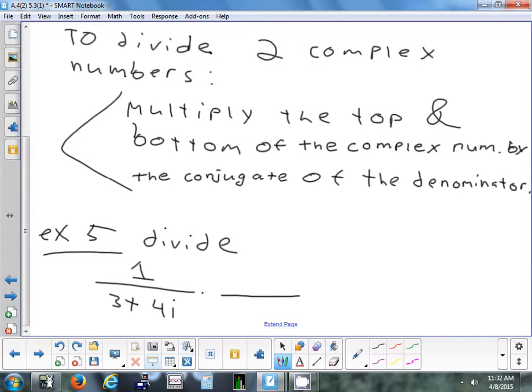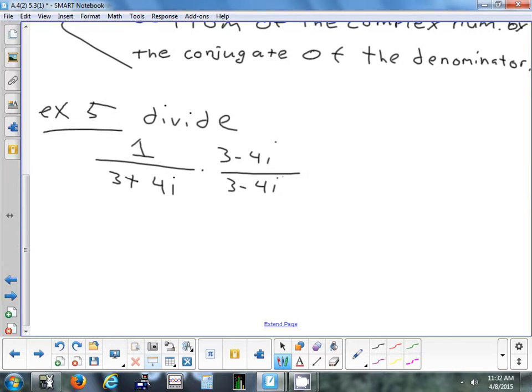3 minus 4i. And it's all distributive. But what's nice about this one is all you have to do is distribute a 1. If it was a 2, you distribute the 2. Whatever's here, you distribute it to whatever's here.